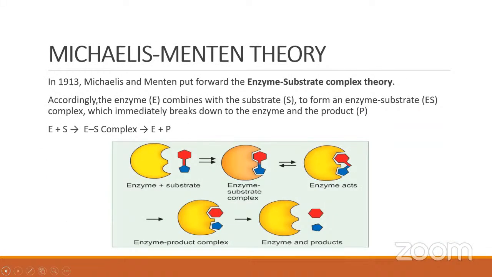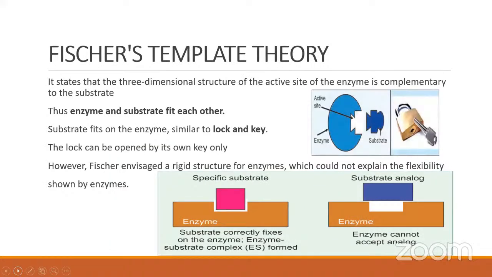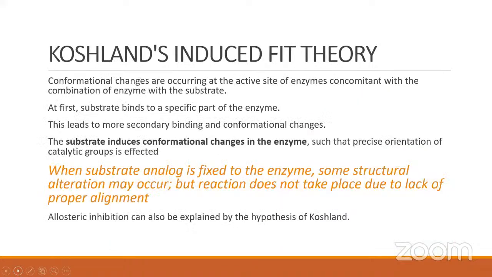This part is very important from the exam point of view, because as I said earlier, last year your previous batch's university exam essay question was the IUBMB classification of enzymes, and describe the factors affecting enzyme action and mechanism of action of enzymes. So it's very important. This explains how enzymes work by lowering the activation energy: Michaelis-Menten's enzyme substrate complex theory, then Fischer's template theory, and Koshland's induced fit theory.